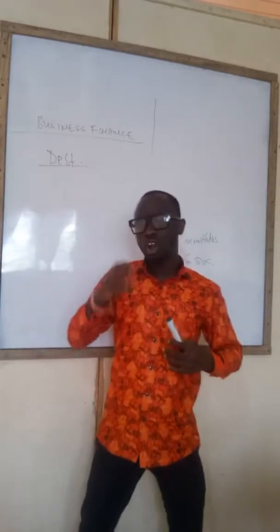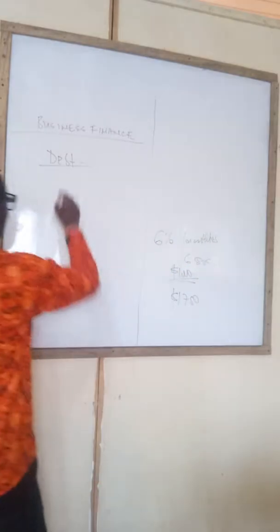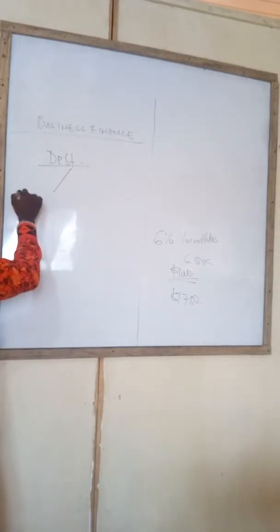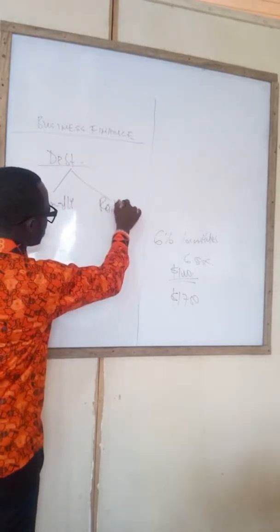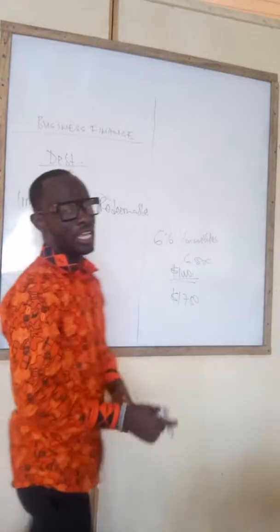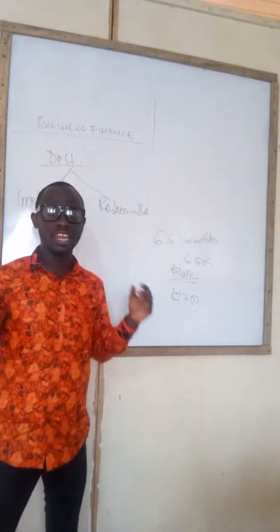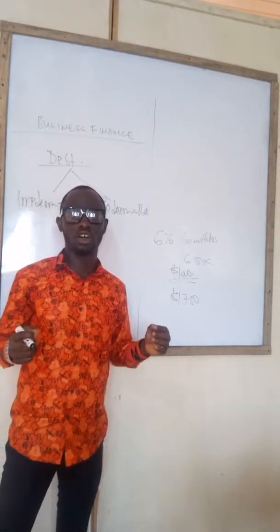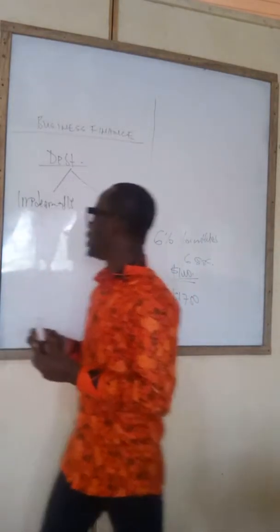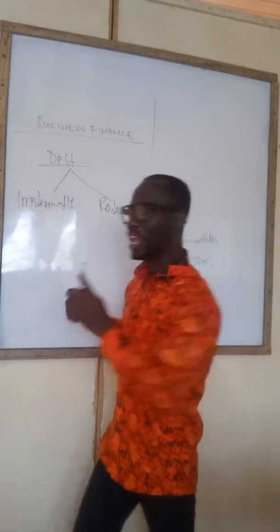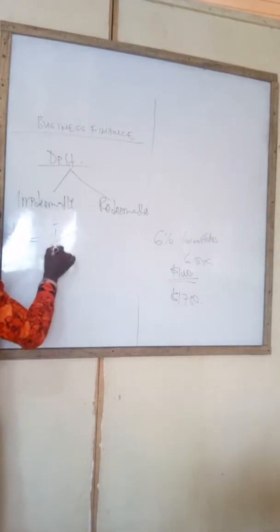So in the determination of the cost of debt, we need to ask ourselves a question. One, we need to ask ourselves whether the debt is irredeemable or redeemable. Because if the debt is redeemable, the calculation of the cost of debt is going to be different. And if the debt is irredeemable, the calculation of the cost of debt will also be different. So how do we go about it? If the debt is irredeemable, then our cost of debt, which is represented by the symbol KD, is going to be I over P0.